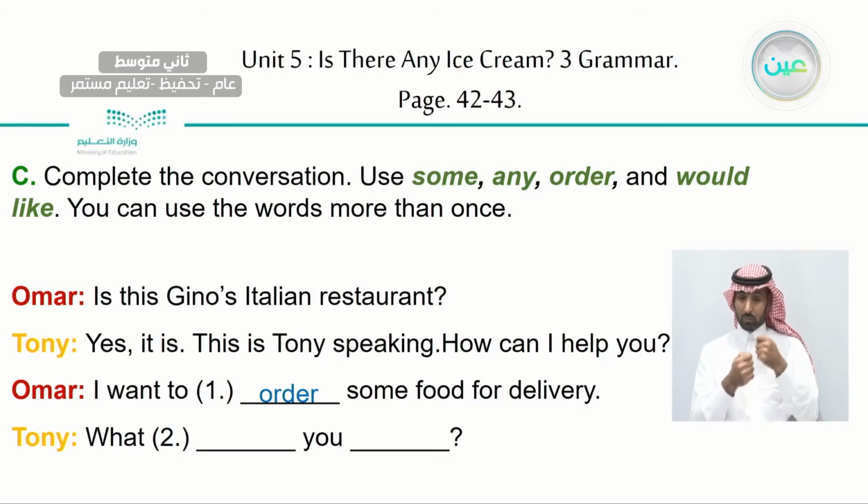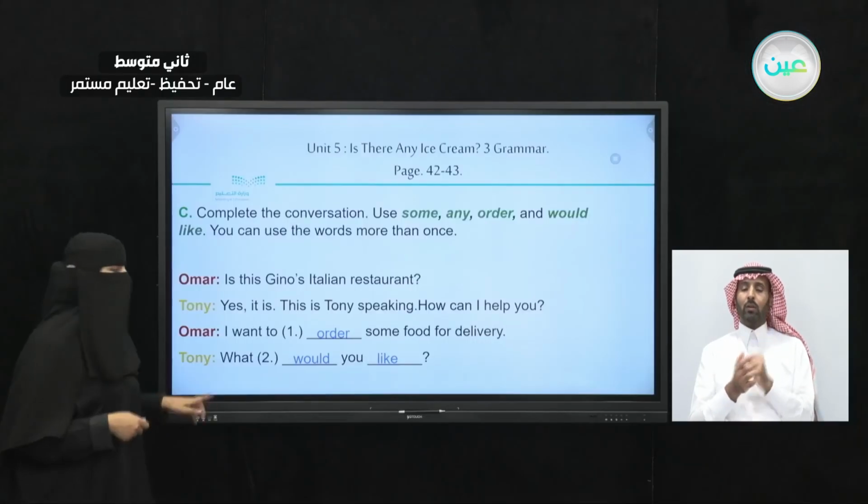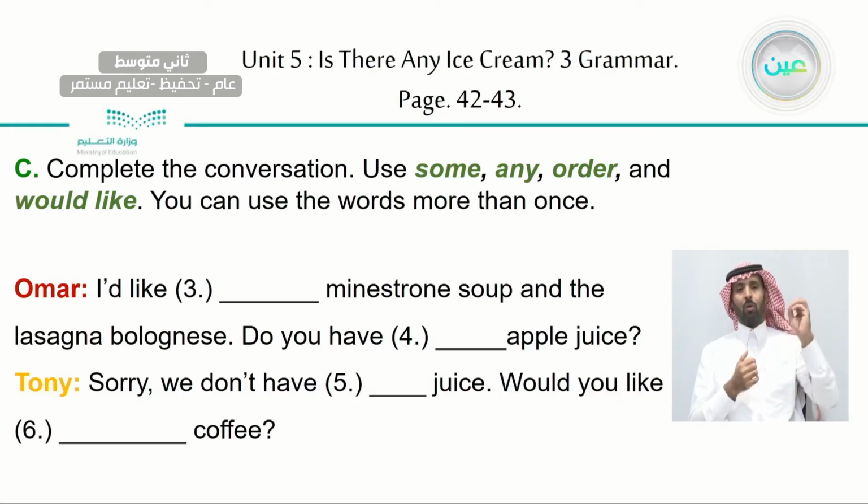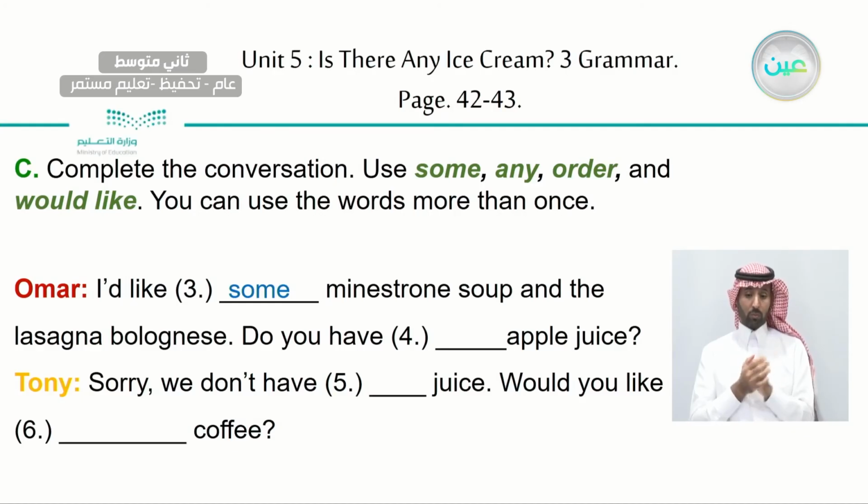Tony said, what something here? What is the question going to look like? What would you like? What would you like? So because here we have what and then we have would like, that means he's asking for a specific thing, right? So Omar said, I'd like minestrone soup and the lasagna bolognese. So what is going to be the suitable word for this space? I'd like some minestrone soup, this kind of soup. I'd like some soup and the lasagna.